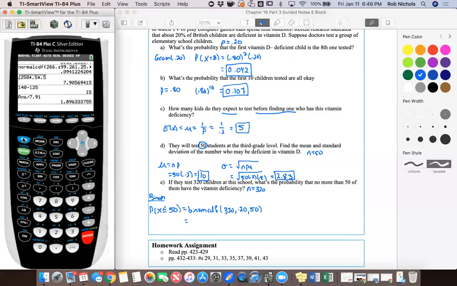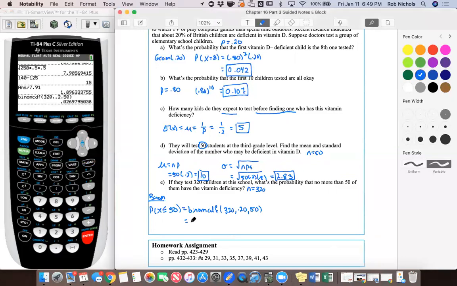All right, second distribution, let's find the binomial CDF. N is 320, probability of having vitamin deficiency is 0.2, my x value is 50, I hit paste. And I get a probability of 0.027. And there's your answer, done.